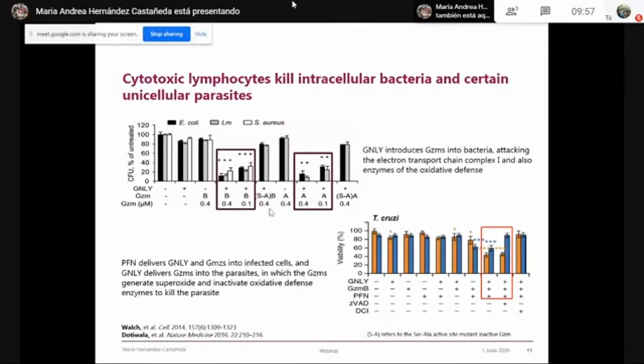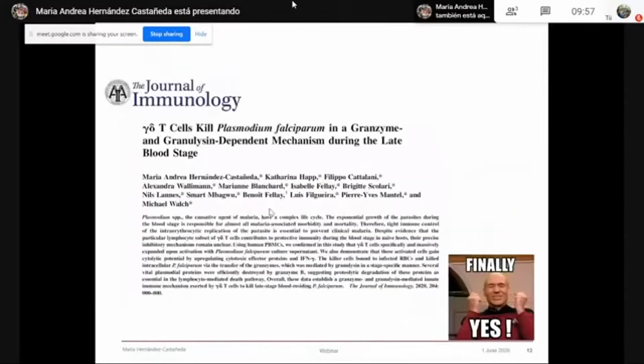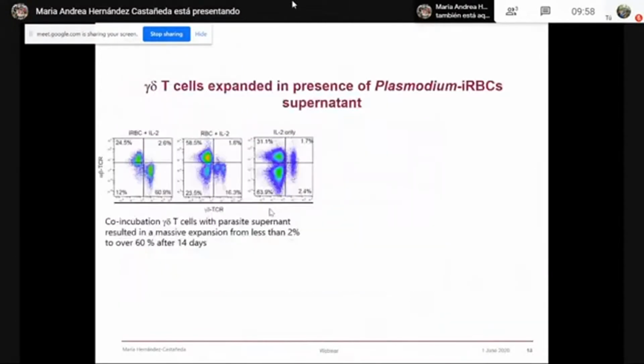So we followed up on this line of research and addressed the question of how gamma delta T cells restrict the growth of blood-residing Plasmodium falciparum. This question was answered in a paper that we published at the beginning of this year in January. Here we found that when we co-incubate the gamma delta T cells with parasite supernatant, that resulted in a massive expansion from less than 2% to over 60% after 14 days.